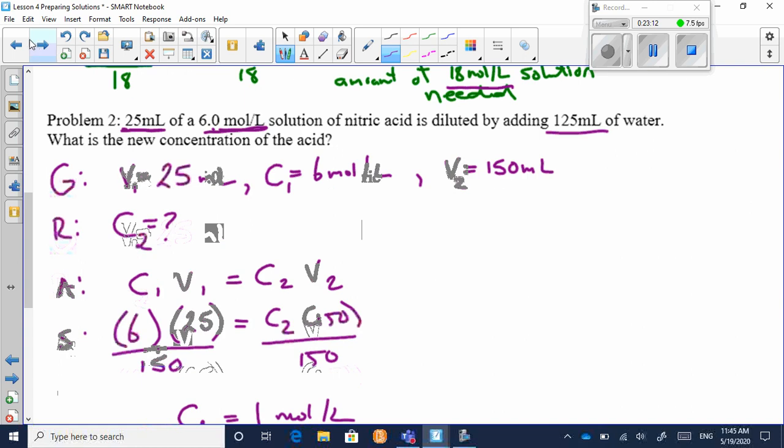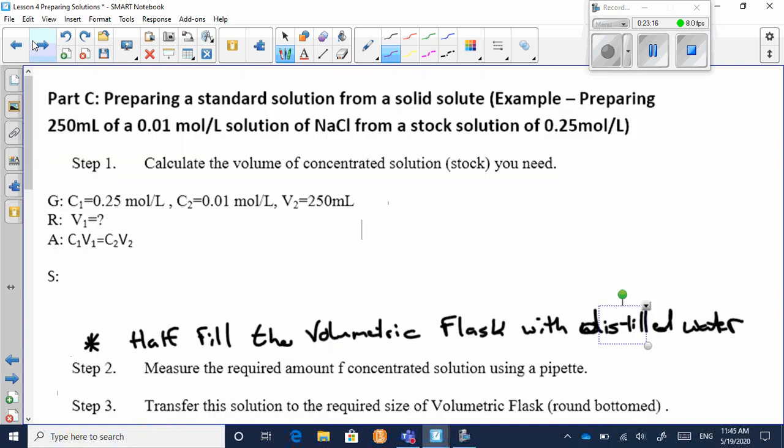Okay, well, let's return to our problem. So let's say you were asked by your lab instructor to prepare a standard solution. I apologize. It shouldn't say from a solid solute. It should say from a stock solution.